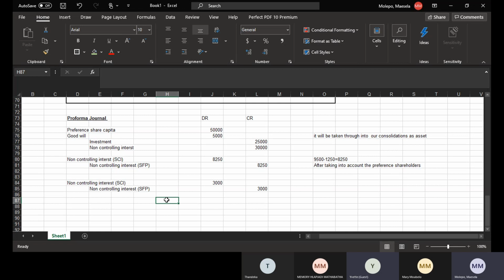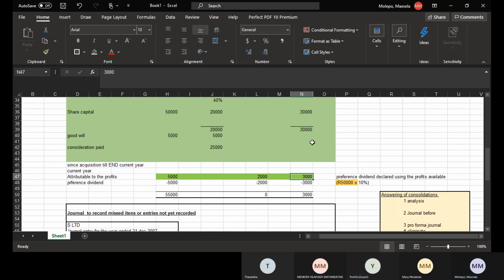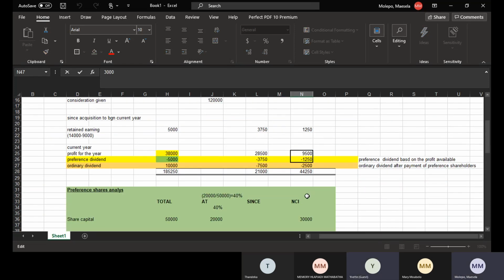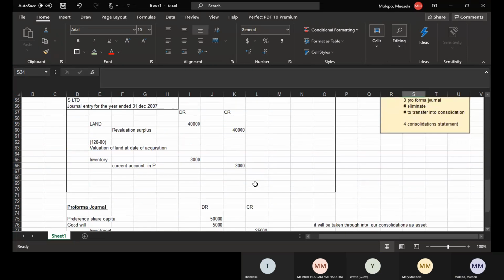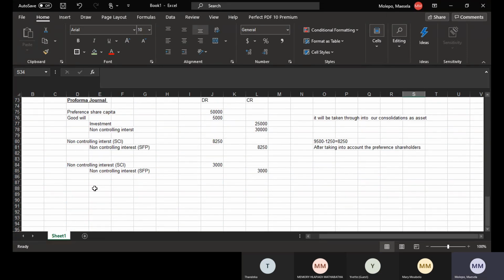Sorry, sir. Is that 3,000, if I understand it correctly, the NCI 60% that was left over from the preference share schedule up at the top? Yes, this one. You are right, it's the 60%. Remember, this side is 60%, this side 100%. So the analysis of that journal is to record the non-controlling interest in the profit after tax for the current year ended 31 December. That is on the 60% portion of the NCI.